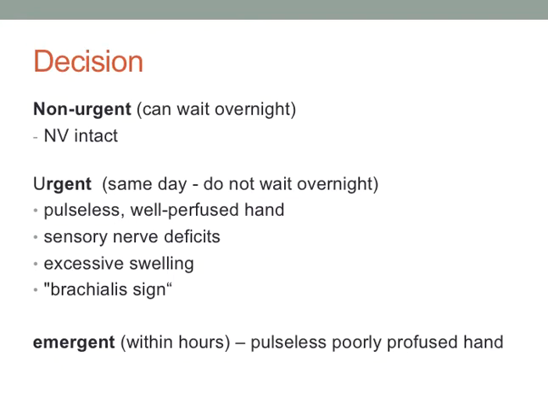And as per the BOAST, so the British Orthopaedic Association Standards of Trauma Guidelines on supracondylar fracture, these shouldn't wait overnight. And the ones that fall into this group are those that have sensory nerve deficits, where there's excessive swelling, or the brachialis sign, which is where the humeral spike has pierced through the brachialis muscle, causing significant bruising over the anterior elbow.